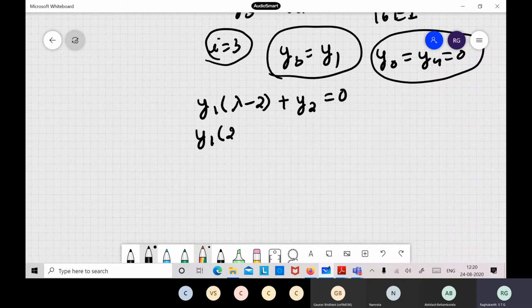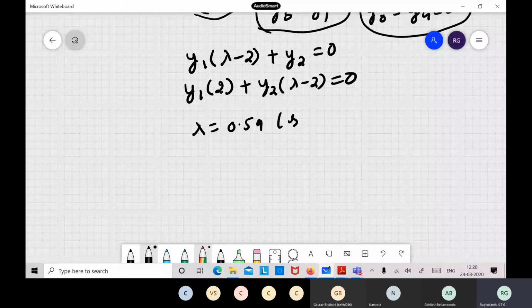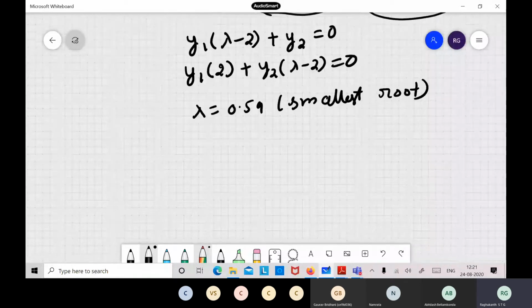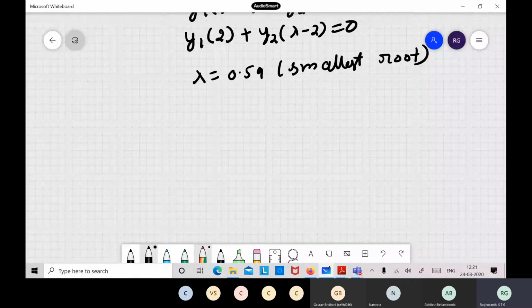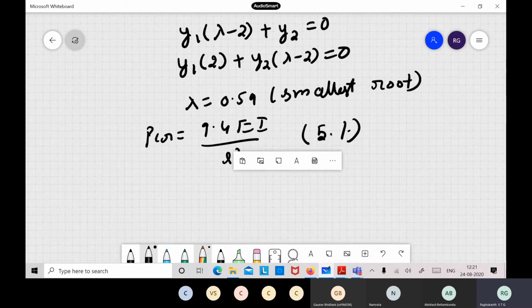Then y1 into (2 − λ) plus y2 into (λ − 2) is equal to 0. So two equations we get here. Once again you solve our problem, and then you get these roots. The smallest root of lambda becomes about 0.59. And so finally the buckling load in this case will be PCR equal to 9.4 times EI by L squared. And now the error has come down to 5%. You followed? So 19% was the error, then 9%, then 5% error.